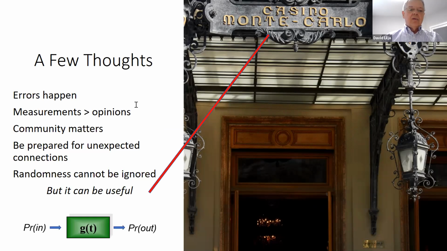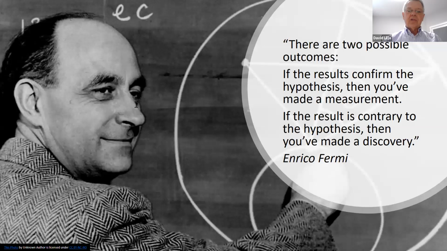Enrico Fermi said there are two possible outcomes. If the results confirm the hypothesis, then you've made a measurement. If the results are contrary to the hypothesis, then you've made a discovery. And I expect that we want to see many more discoveries in the future.